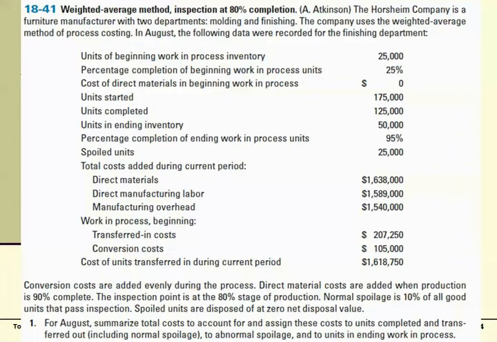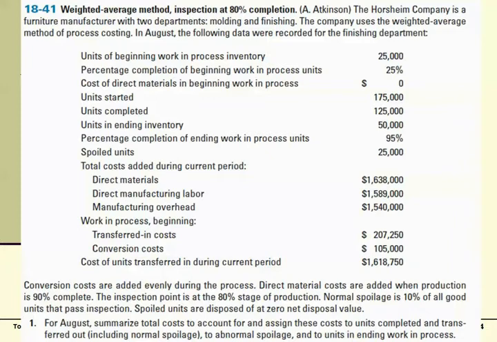Total costs added during current period: direct materials 1,638,000. Direct manufacturing labor 1,589,000. Manufacturing overhead 1,540,000. Work in process beginning transferred-in costs 207,250. Conversion costs 105,000. Cost of units transferred in during current period 1,618,750. Conversion costs are added evenly during the process.